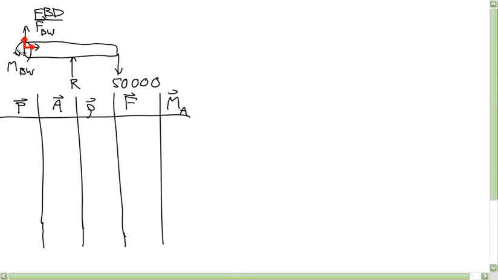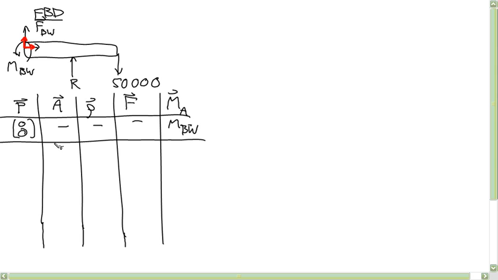So let's start with that couple. That's applied at 0, 0. We're going to choose an about point at 0, 0, but let me leave that out actually to show that that's not important for the couple, right? That couple is just going to get added on no matter what our about point is. And our couple then is just MBW.